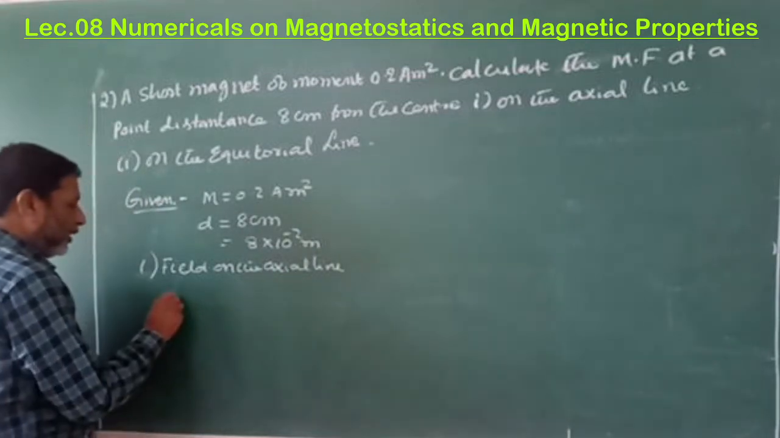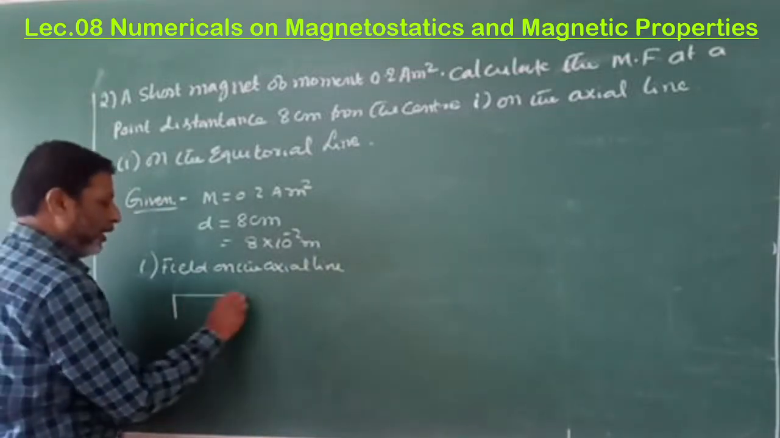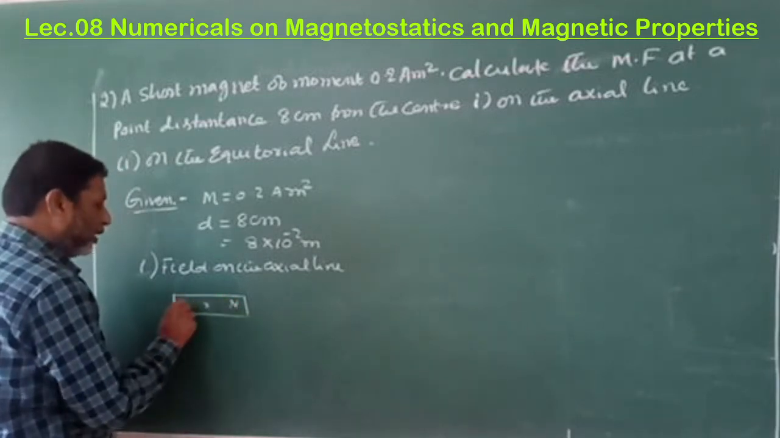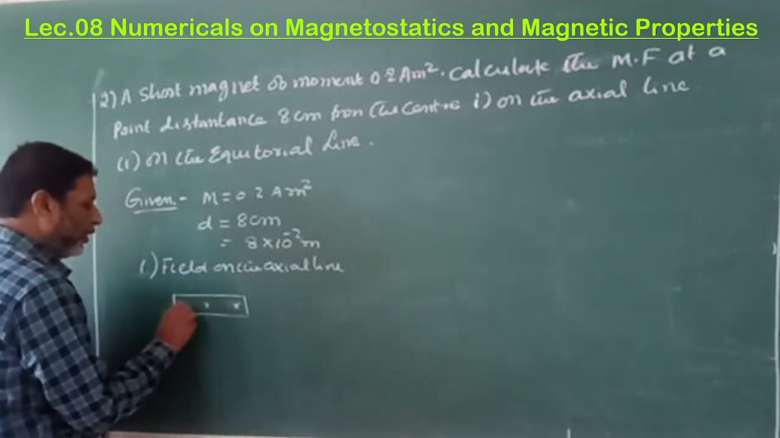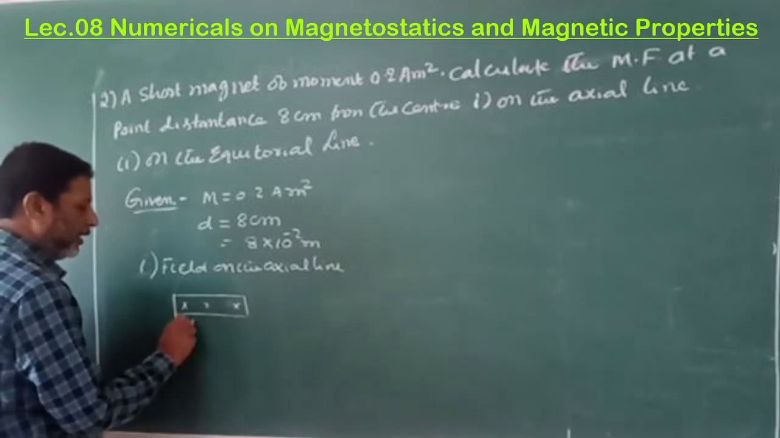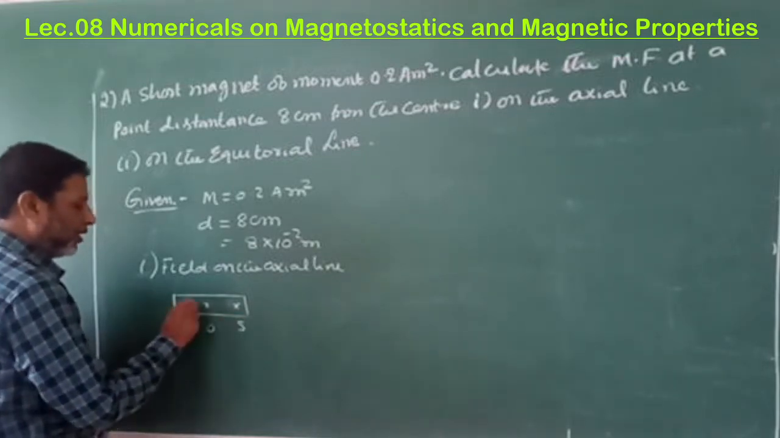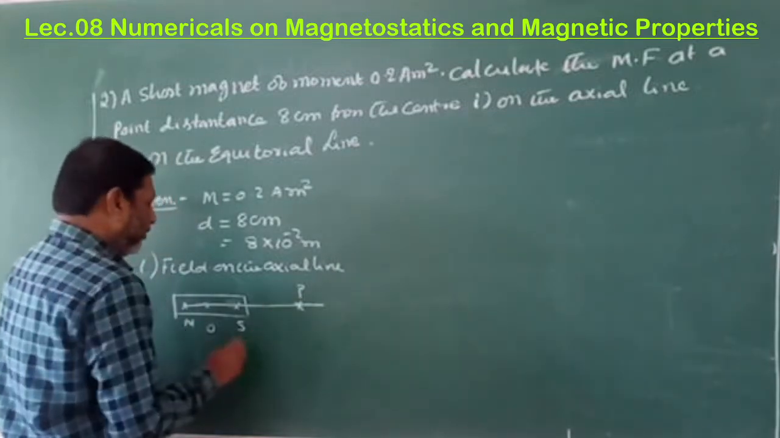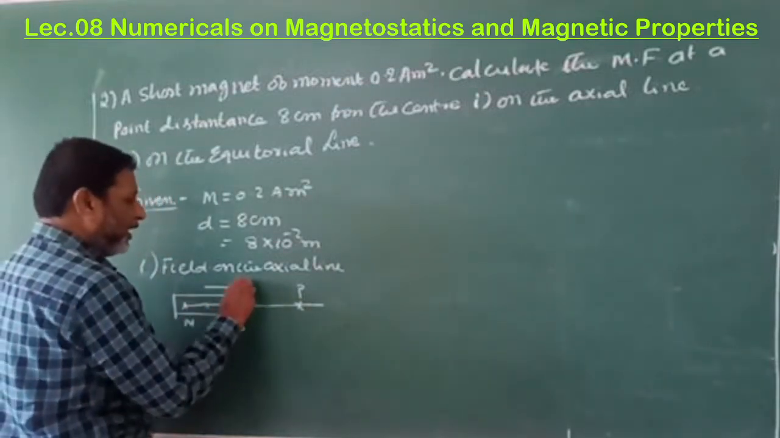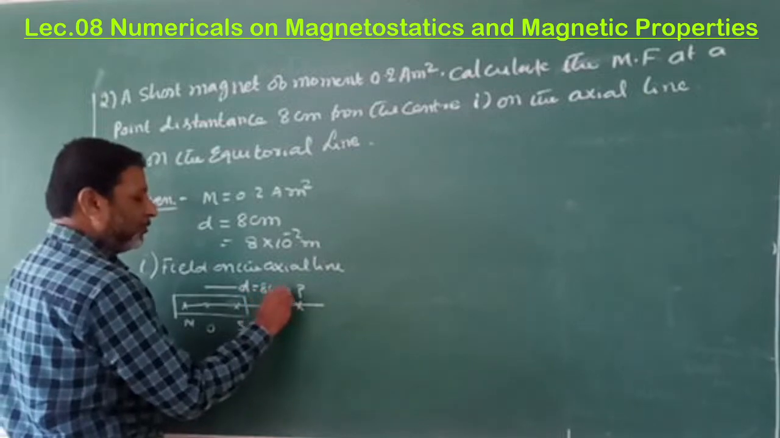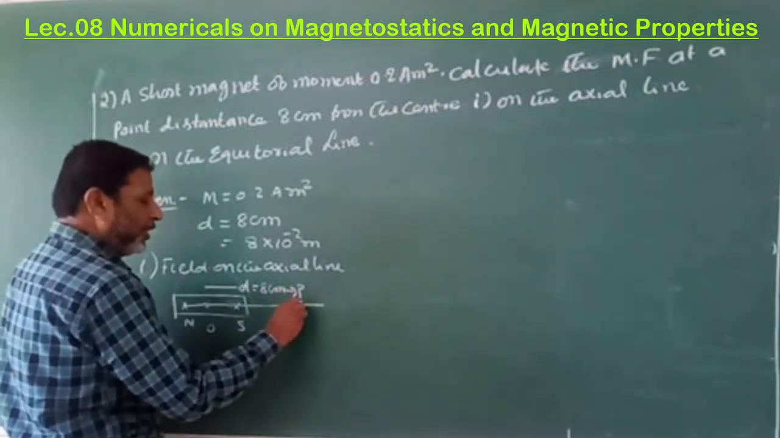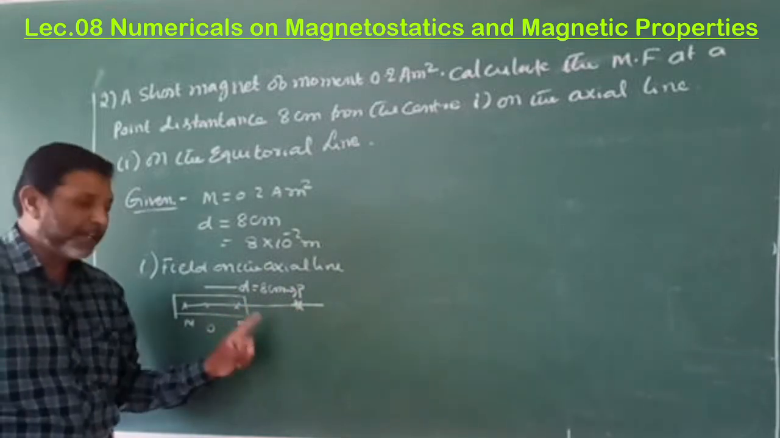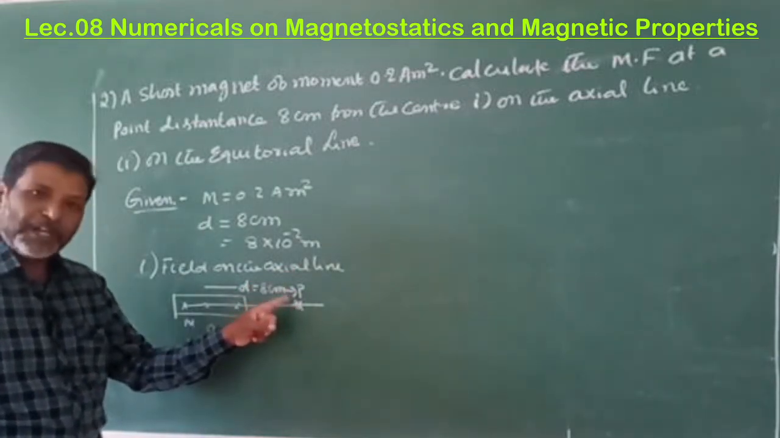Now, as you know, if this is a bar magnet, this is the center, north pole and south pole, and this is the center of the magnet. Now here this is the point P, which is at a distance of d equal to 8 centimeter from the center. Now at this point, what is the magnetic field? This point is on the axial line. What is the value of the magnetic field here?